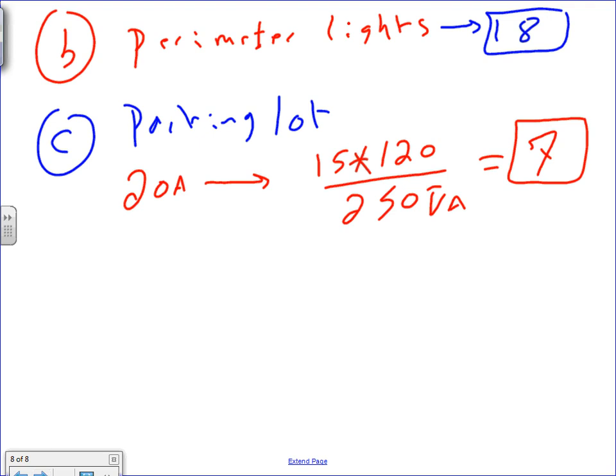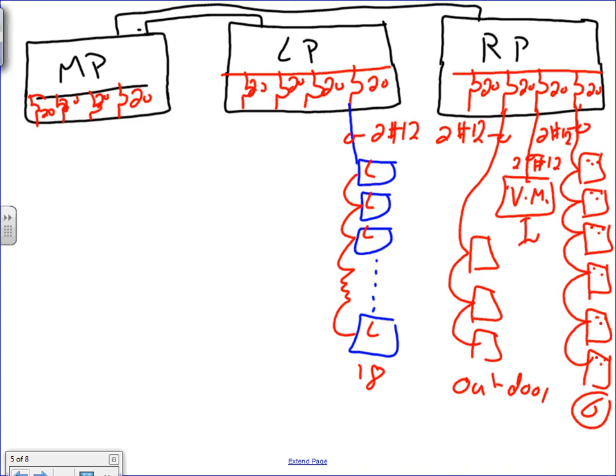So let me go back to my conductor. Now I'm going to go to my parking lot here. I put how many of them maximum light? Maximum 7. The conductors, here's where you get into the conductor for the parking lot. Typically, you're going to go two conductors, number 8. Number 8. Why? Voltage drop.